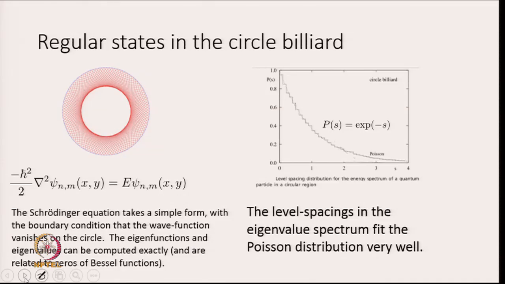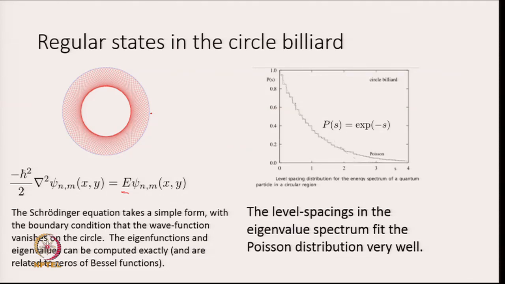Well, if you take a circle billiard, it's an integrable billiard. You can write down the Schrodinger equation, and it's in 2 dimensions. So you just have this is the kinetic energy, and this is the eigenvalue equation. And the boundary condition, of course, is that the wave functions have got to vanish on the outer circle over there. And this is a well studied problem, and it can be solved exactly. The eigenfunctions and the eigenvalues can be computed exactly, and they are related to zeros of the Bessel function.